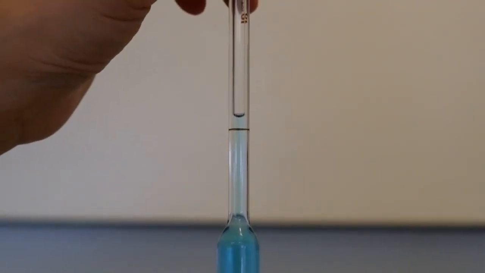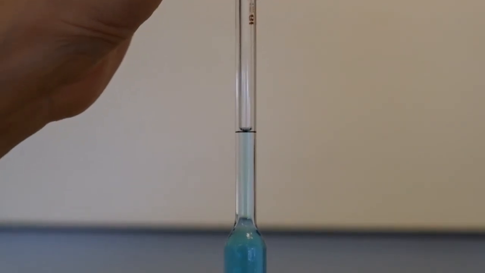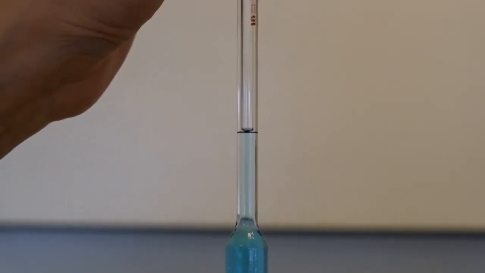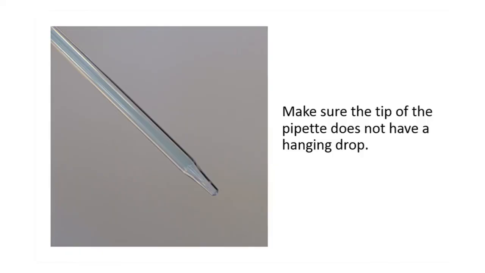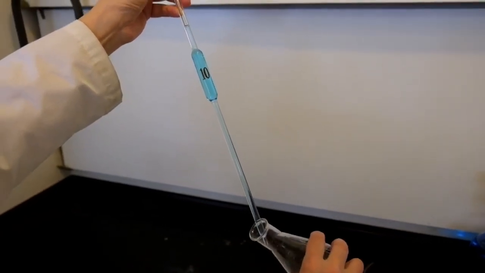Slowly release pressure on the index finger so that the bottom of the meniscus approaches the calibration mark at eye level. At the mark, apply pressure on the index finger to stop the level of the solution such that the bottom of the meniscus is sitting on the calibration mark. Inspect the tip of the pipette to make sure that it doesn't have a hanging drop. If there is a hanging drop at the tip of the pipette, touch the tip of the pipette on the wall of the beaker and recheck to ensure that the position of the meniscus has not changed. Now you're ready to deliver the solution into an Erlenmeyer flask.